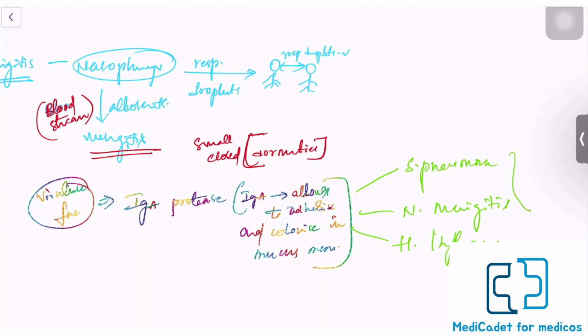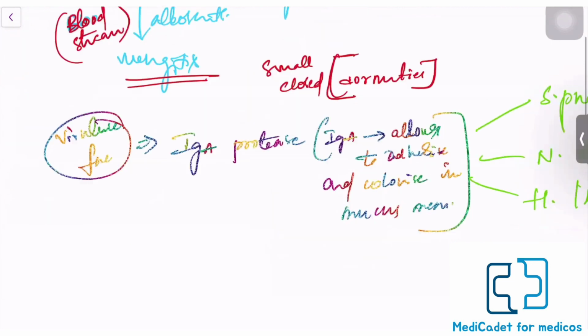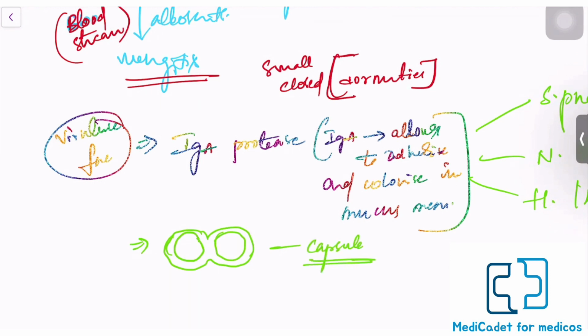Okay, so these are the three bugs which have IgA protease as a virulence factor. Then Neisseria meningitidis will have a capsule. If you see this, it will be like this. This is a cocci and this is a common capsule. So that is the capsule. The capsule obviously acts as a virulence factor because of its polysaccharide.